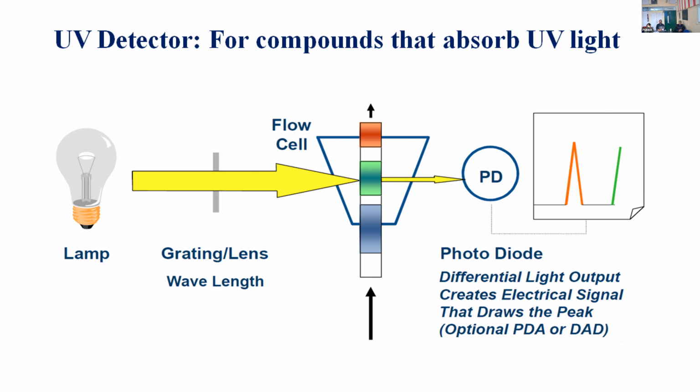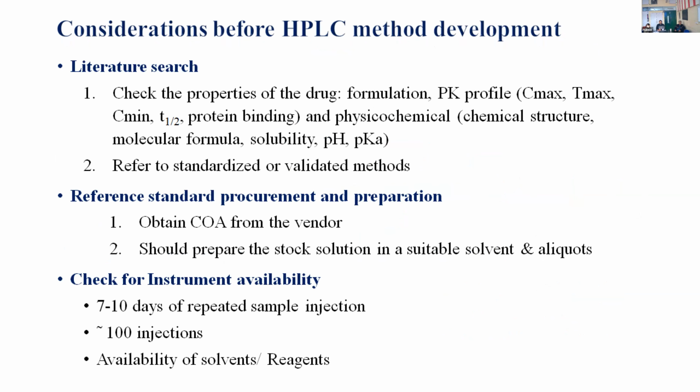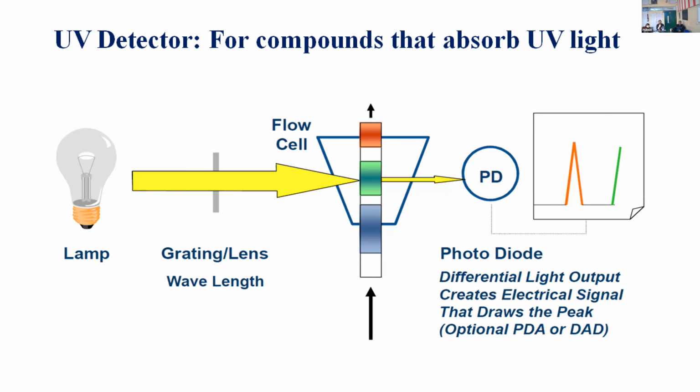There are other detectors used in HPLC, like the PDA, the photodiode array detector, also called a diode array detector, another one is the fluorescence detector, and another one is mass spectroscopy. The use of detectors depends on the nature of the analyte. So till here we have discussed the principle and the basic components of the HPLC.